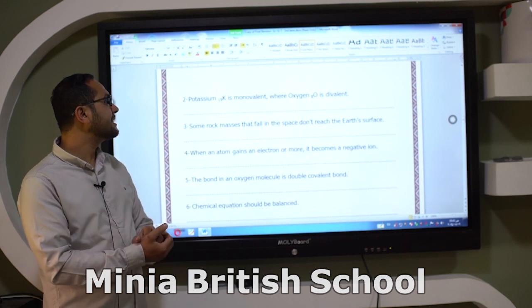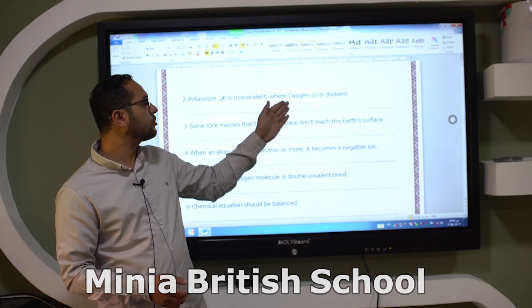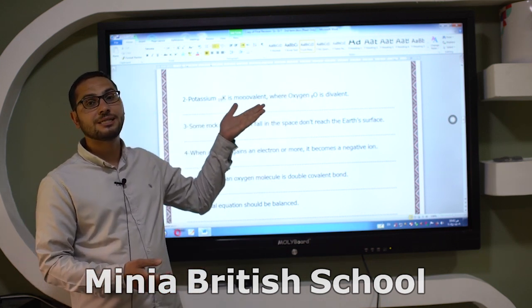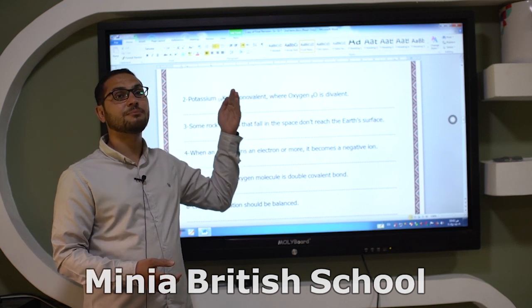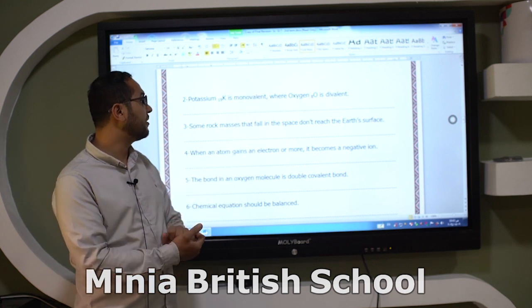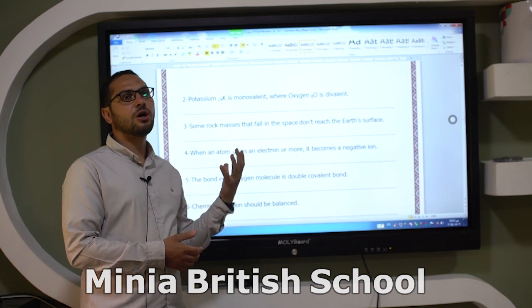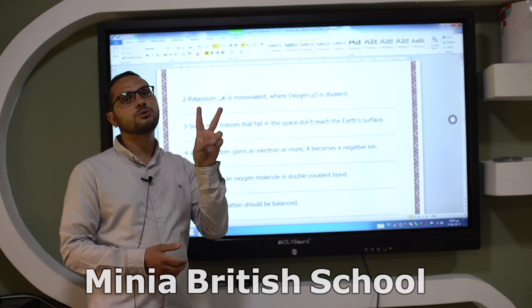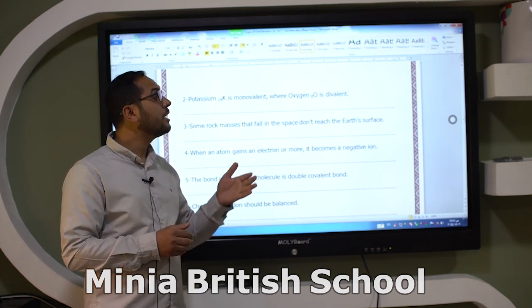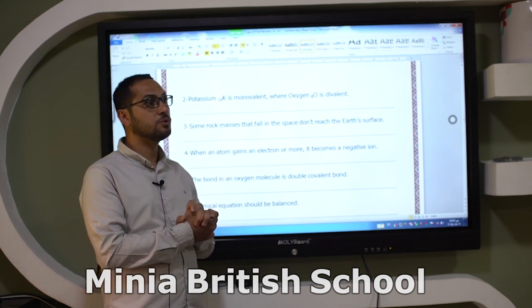Potassium K19 is monovalent, while oxygen 8 is divalent. Why? Because potassium is a metal, so potassium tends to lose its valence electron and change into a positive ion. While oxygen is divalent because the outermost level of oxygen contains 6 electrons, so oxygen tends to gain 2 electrons and change into a negative ion.